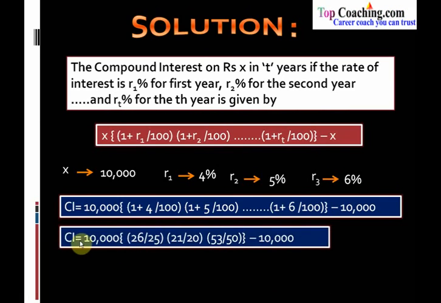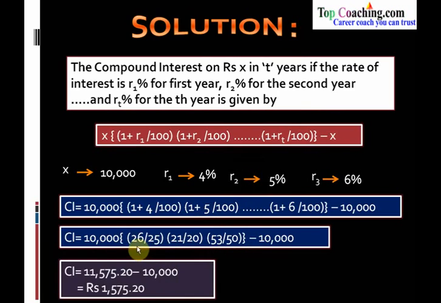This further becomes 10,000 into 26 by 25 into 21 by 20 into 53 by 50 minus 10,000. The value of this expression comes out to be 11,575.20 minus 10,000, and this is nothing but equal to 1,575.20 rupees. Thus, the compound interest in this case, where principal is 10,000 and the rate of interest for the first year is 4%, second year is 5% and third year is 6%, comes out to be equal to 1,575.20 rupees. And so using the formula, we have solved this problem.